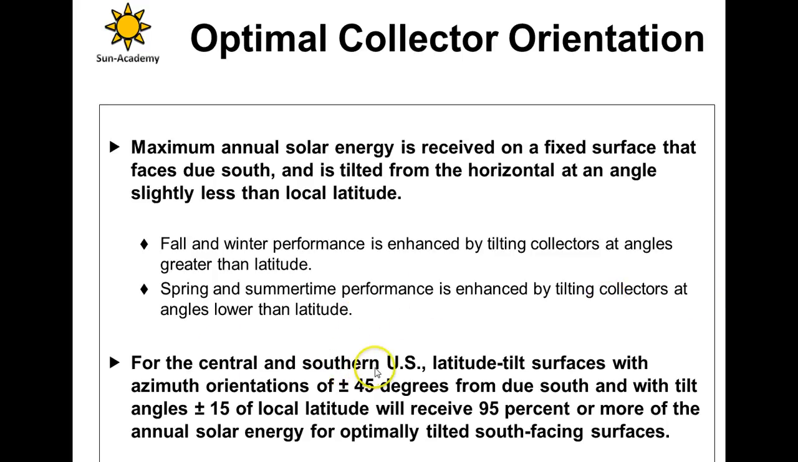For the central and southern US, latitude tilt surfaces with azimuth orientations of plus or minus 45 degrees from due south and with tilt angles plus or minus 15 degrees of local latitude will receive 95% or more of the annual solar energy for optimally tilted south-facing surfaces. This is the good news about solar energy, is there is a very wide angle that you can point your solar panels to and still receive at least 90 to 95% of the annual solar energy.